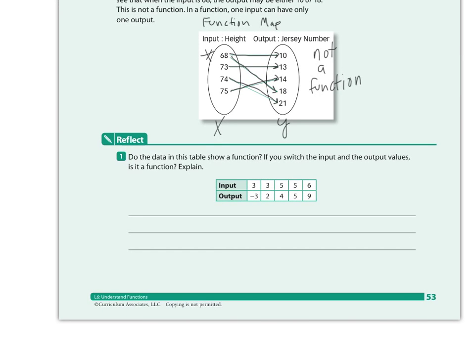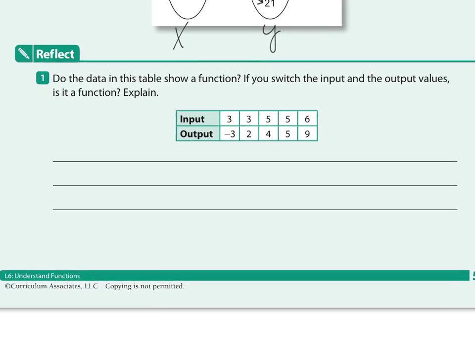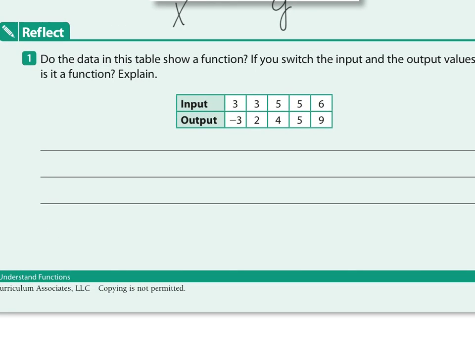Let's take a look at our data here in this table. So let's zoom in a little bit here. It says, does the data in the table show a function? Again, look at your X values. Is anything repeating? Absolutely. I see a pair of 3s that repeat, and they give me two different numbers. As well, I see 5s over here that both repeat and give me two different numbers. So is this a function? As this table stands right now, no.